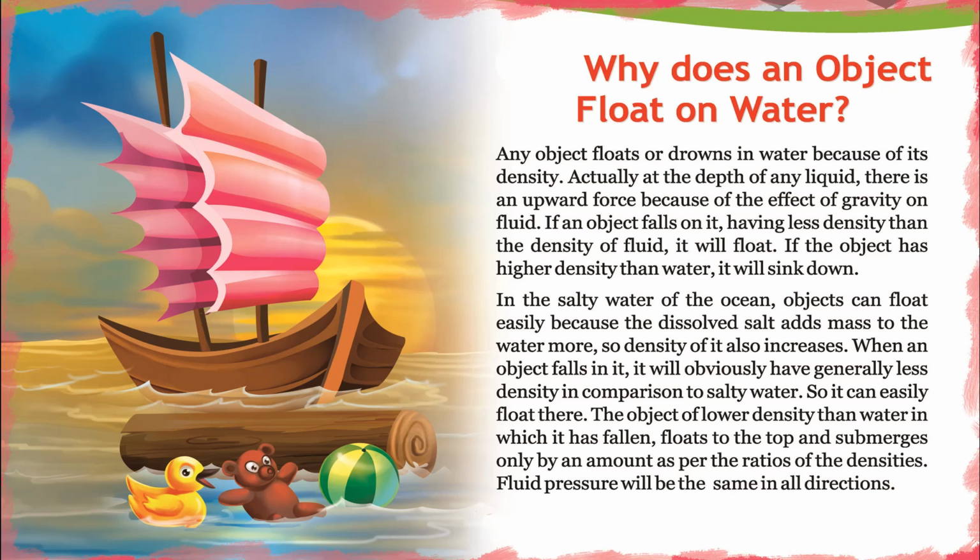In the salty water of the ocean, objects can float easily because the dissolved salt adds more mass to the water, so its density also increases. When an object falls in it, it will generally have less density in comparison to salty water, so it can easily float there. The object of lower density than water in which it has fallen floats to the top and submerges only by an amount as per the ratios of the densities. Fluid pressure will be the same in all directions.